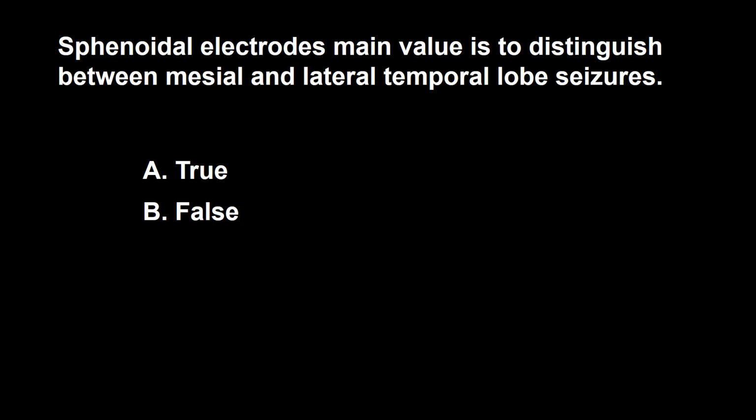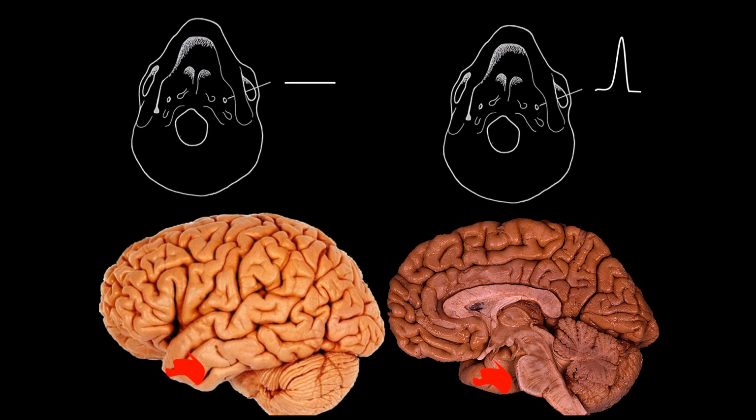Next question. Sphenoidal electrodes' main value is to distinguish between mesial and lateral temporal lobe seizures. A true, B false. Hence, when seizures arise from the lateral temporal lobe, no spikes would be present in the recording. But if they are arising from the mesial temporal lobe, they will record discharges.